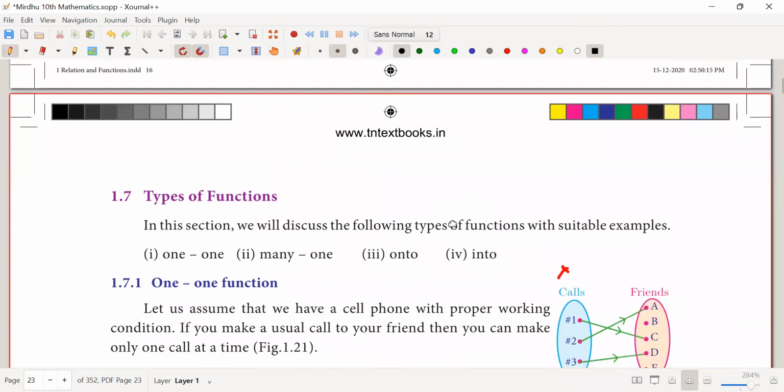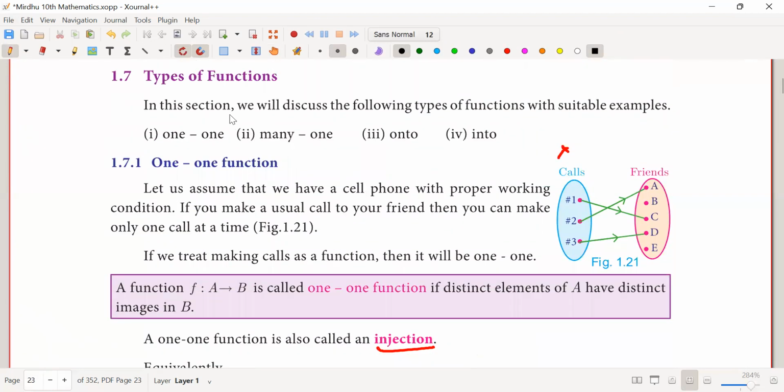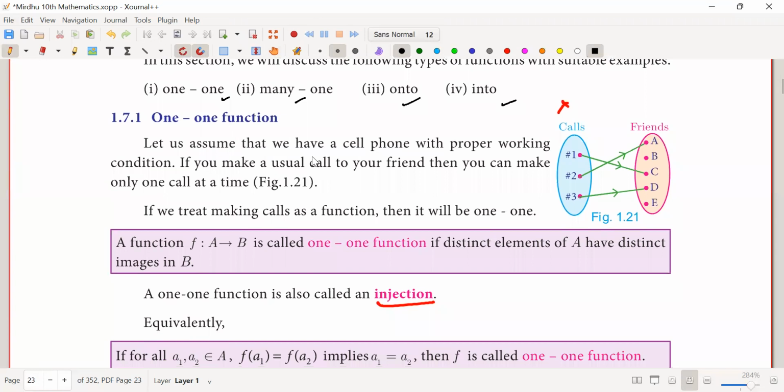Then, what are the types of functions? In this section, we will discuss the following types of functions with suitable examples: one-to-one, many-to-one, onto, and into. Let us assume that we have a cell phone in proper working condition. If you make a usual call to your friend, you can make only one call at a time. If we treat making calls as a function, then it will be one-to-one. Just like a cell phone, we are just talking to one person.